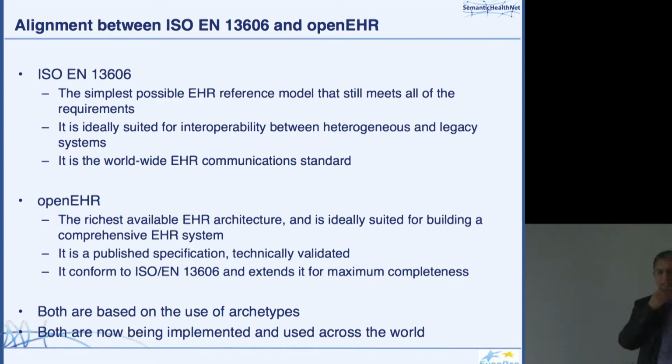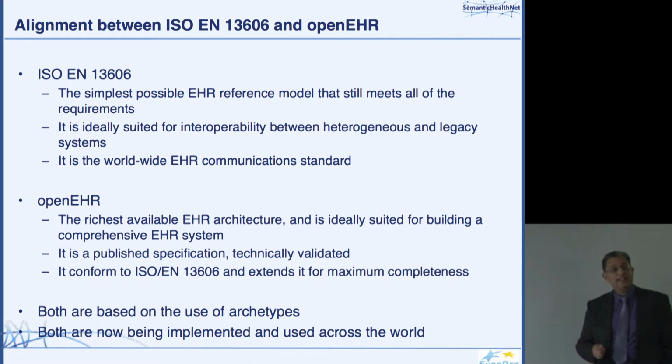And this slide is meant to tell you a bit of that, because I'm sometimes asked, oh, is the 13606 standard competing with Open Air? Are these alternative ways of doing the same thing? And it's very important to realize that that's not true. They are seeking to achieve different things. The 13606 standard is the simplest possible model we can achieve that meets all the requirements. It's intended for interoperability between different kinds of systems. So if you like, it's a lean, mean model for transferring data between systems.